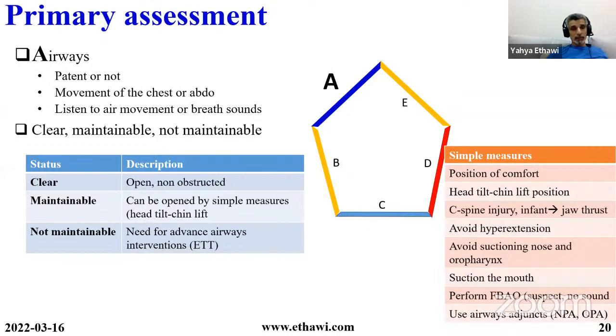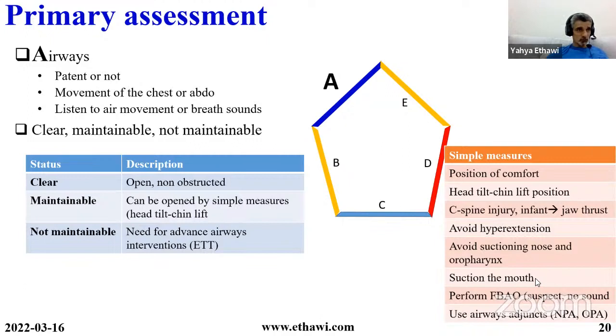When we say intervention, sometimes simple measures can deal with the airway, such as position of comfort. So you might put the baby, the child, on the lateral side, you might need to support the neck or the head. You might need to open the mouth. You might need to do head tilt and chin lift. In trauma, you cannot use head tilt, chin lift. You might need to use jaw thrust. All these terms we'll discuss in detail, by the way. You need to always avoid hyperextension.